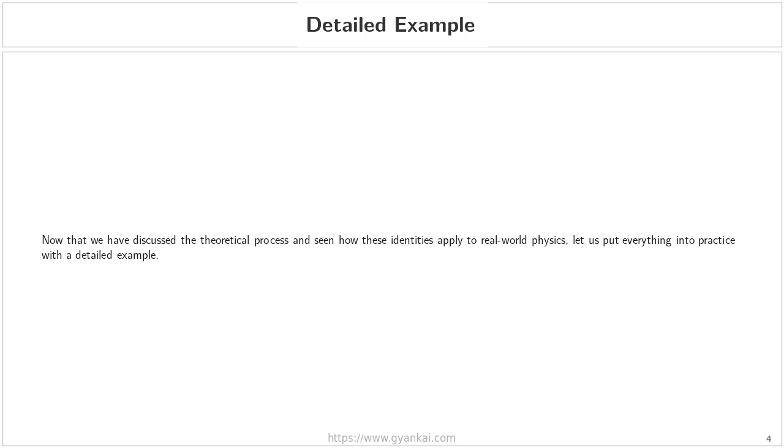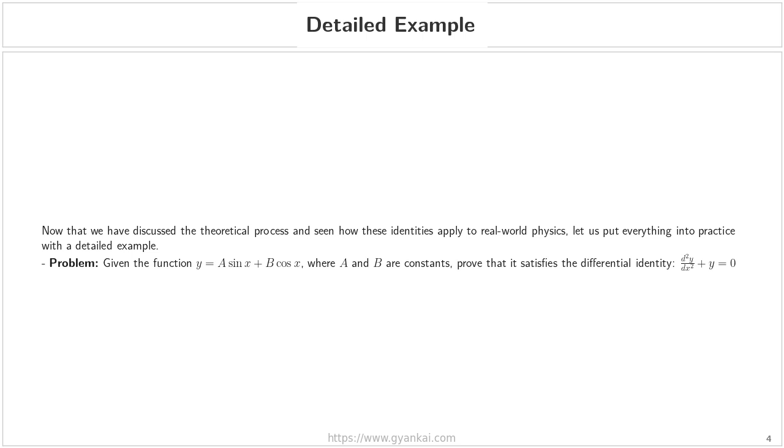Detailed example. Now that we have discussed the theoretical process and seen how these identities apply to real-world physics, let us put everything into practice with a detailed example. Please look at the problem on the screen.